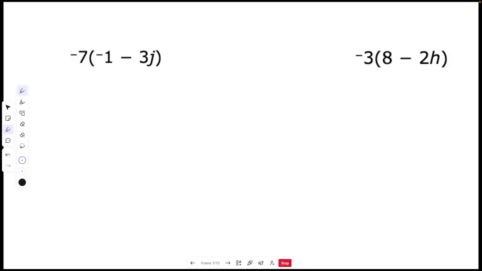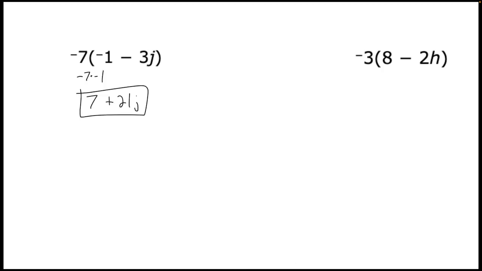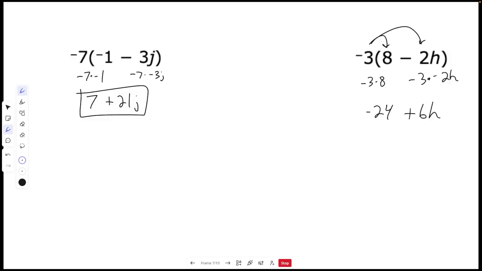Okay, now that you've had time to work these problems, let's check your solutions. For the first problem, you should have done negative 7 times negative 1, which is positive 7. Then you should have done negative 7 times negative 3j, which is positive 21j. For the second problem, you should have done negative 3 times 8, which is negative 24, and then negative 3 times negative 2h, which is positive 6h. So you got negative 24 plus 6h, final answer.